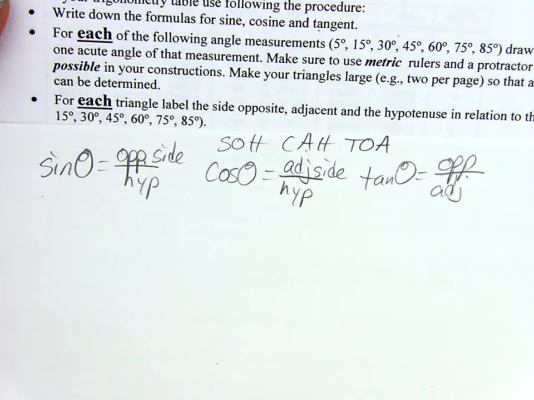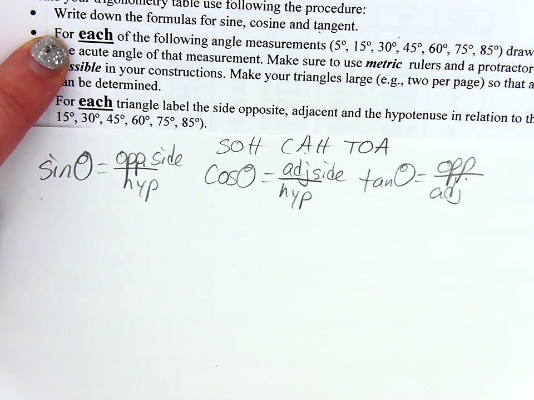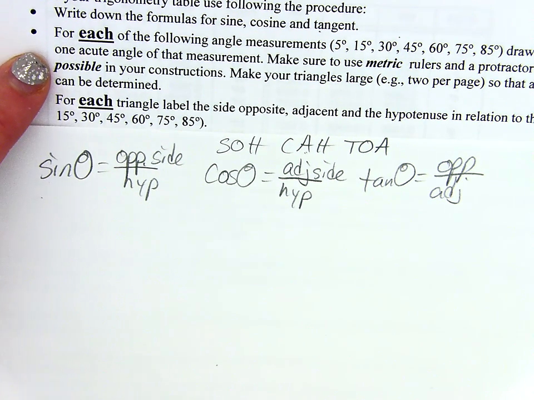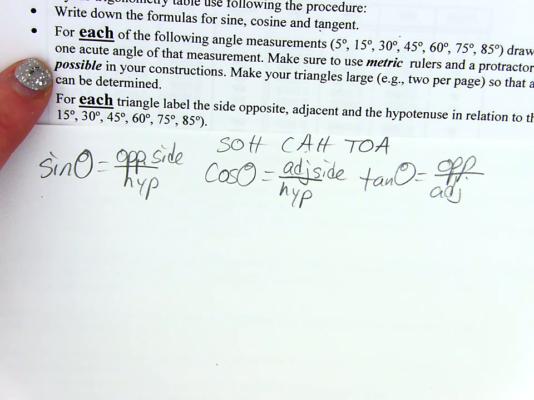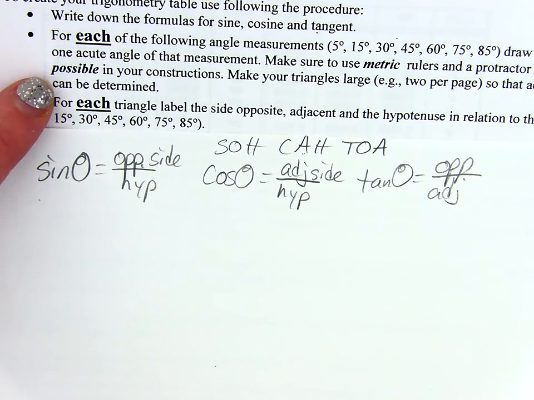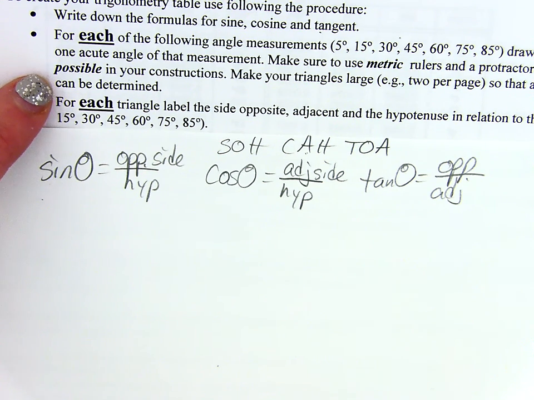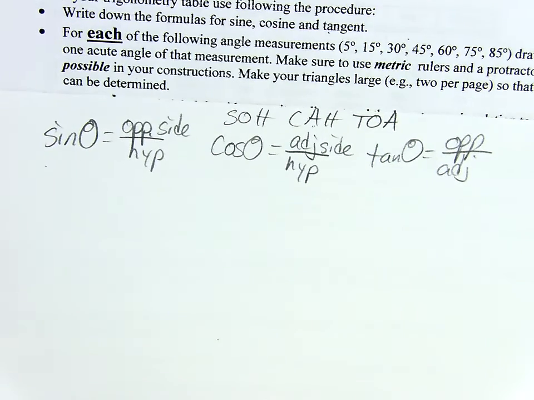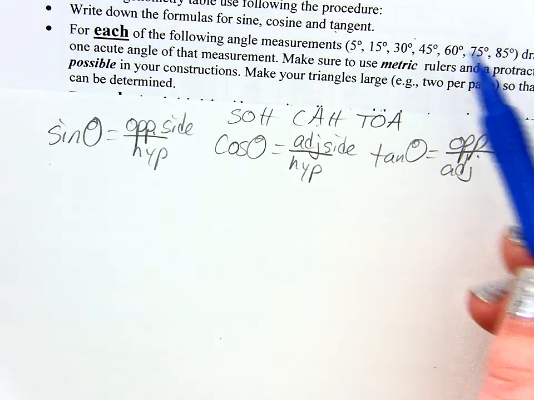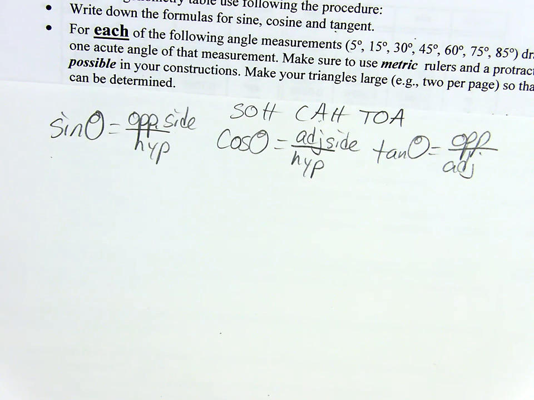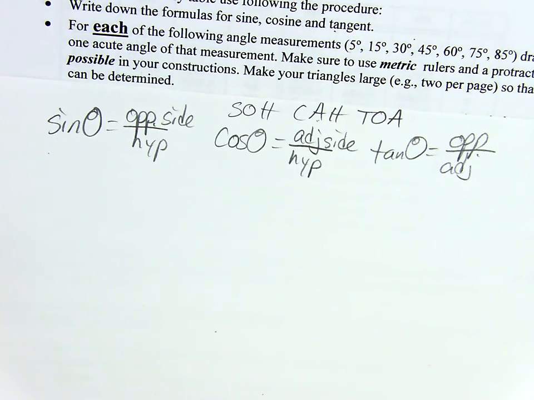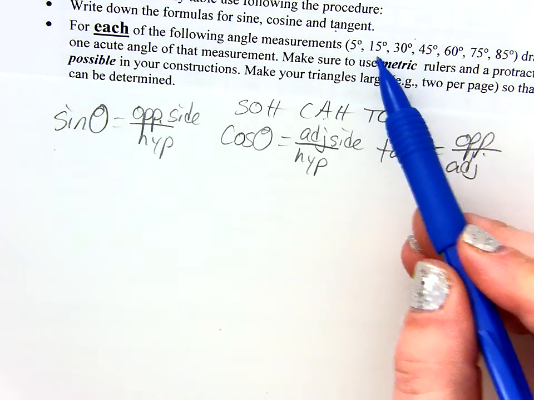And then if you read through these steps, there's the first bullet. Write down the formulas for sine, cosine, and tangent. Boom, there they are. Second bullet, it says for each of the following measurements, draw a right triangle with one acute angle of that measurement. Make sure to use metric rulers and a protractor and be as exact as possible in your constructions. Make your triangles large, so about 2 per page, so that accurate side lengths can be determined. All right, so this is what you want to do. You're going to have 7 triangles in all. You're going to draw them. They're all going to be right triangles, but you want one of your acute angles to be whatever's there.